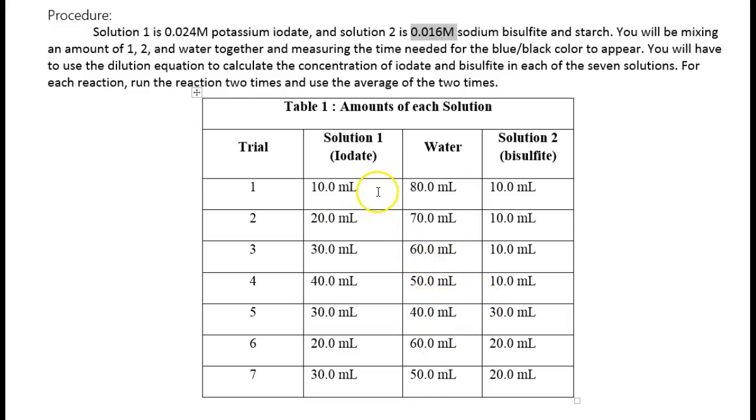But you'll notice that the total volume for each trial is 100 milliliters. So we have 10 plus 80 milliliters of water plus 10 milliliters of solution 2. That's going to give you 20 plus 70 plus 10, and so forth. They all add up to 100 milliliters.